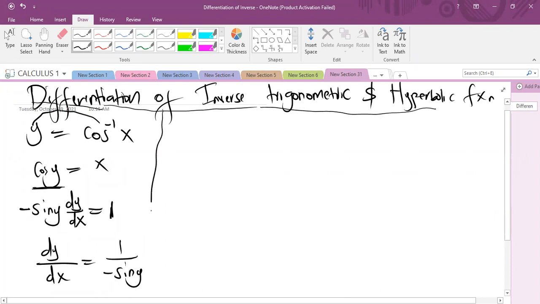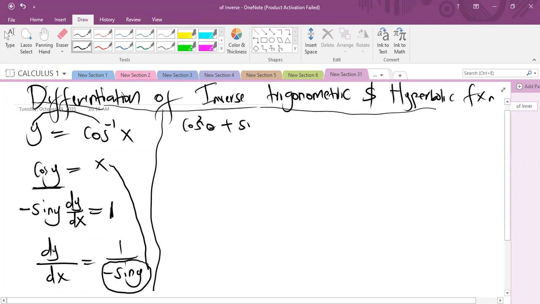However, our question was given in terms of x. So I would want to write this back in terms of x. Come and look at this relationship here. x is written in terms of cos. So I'm looking for a relationship between cos and sine so that I can write sine in terms of cos. From the identities, we have this identity that says cos squared theta plus sine squared theta is equal to 1. This is from the SMP, and this is under trigonometry.